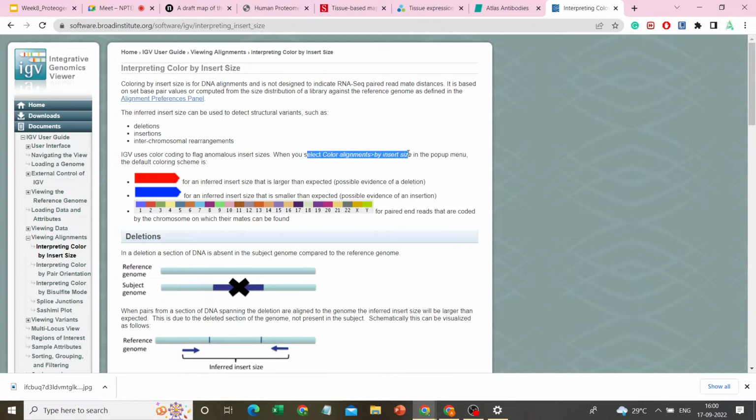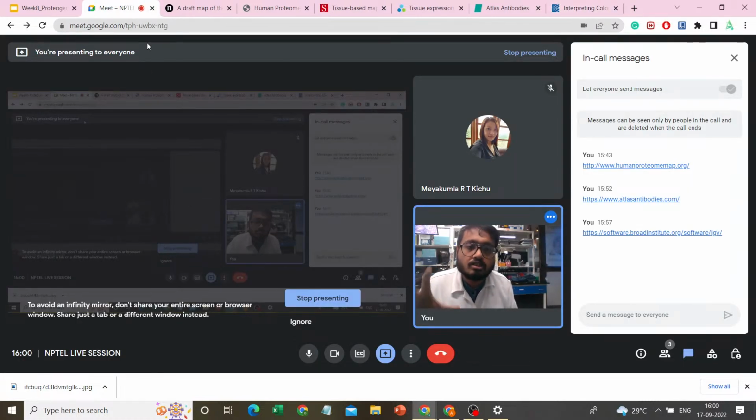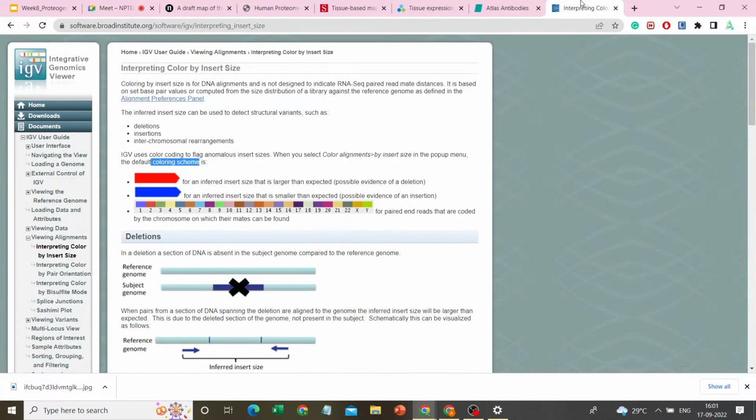When you select color alignments by insert size, there is a default coloring scheme. If you don't change the coloring scheme, this will be the default. And if you want to change it and give any specific color, then that is a different issue.